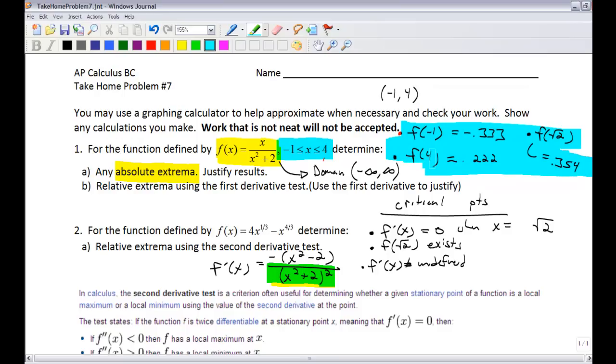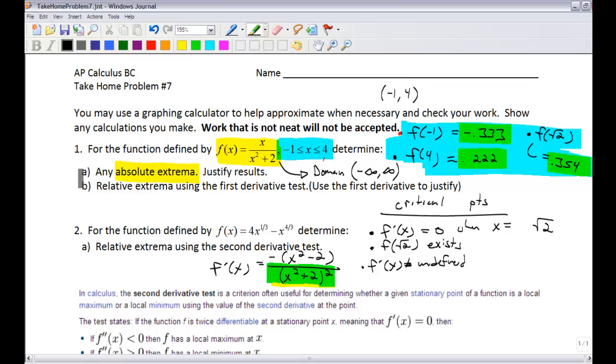So when you make your decision here for absolute extrema, you're just looking at these three things, okay? Out of these three pieces in green, what's your highest, what's your lowest? Well, my highest is 0.354. That's my absolute maximum. My lowest is -0.333. That's my absolute minimum.